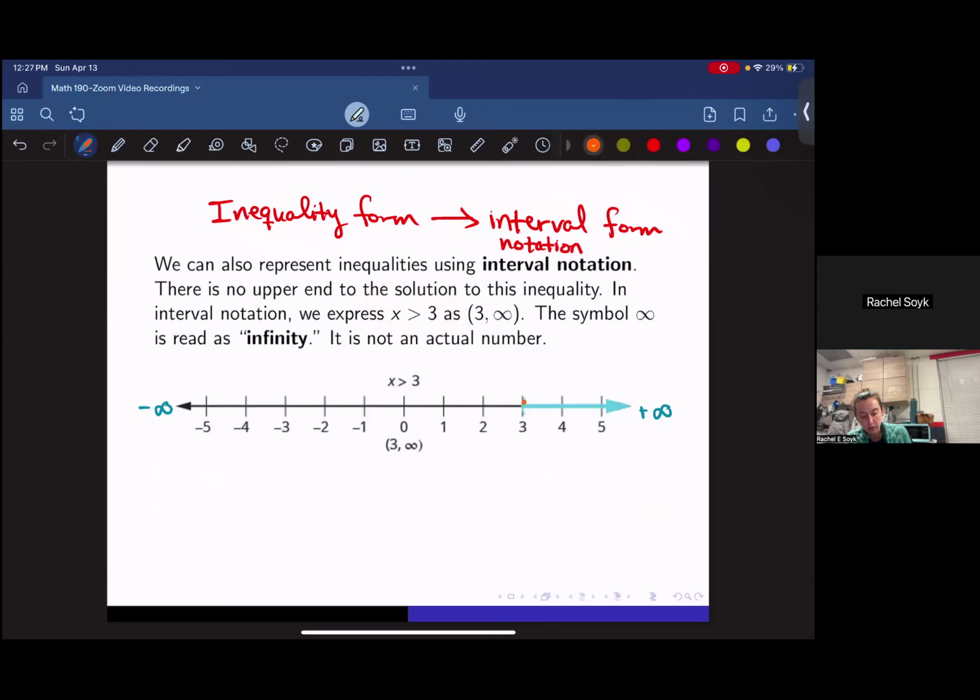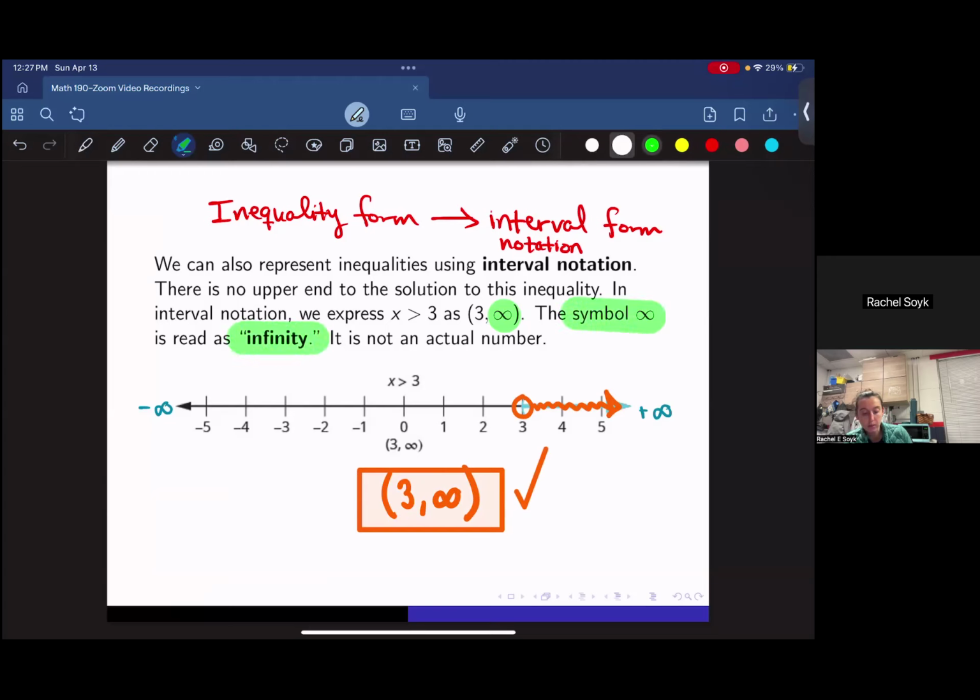So I'm going to find my 3. They did a parenthesis. I, again, also just like to do the open circle, shade everything to the right. So we're not including 3, which is why we have that parenthesis, but we're including all other values all the way up to infinity. And all infinities, whether it's negative or positive, will always be closed off by a soft bracket. Again, that symbol, which is like that sideways 8, just represents our infinity symbol.